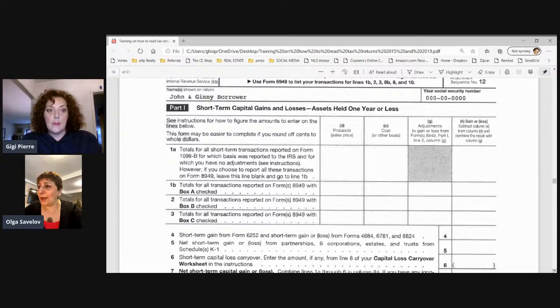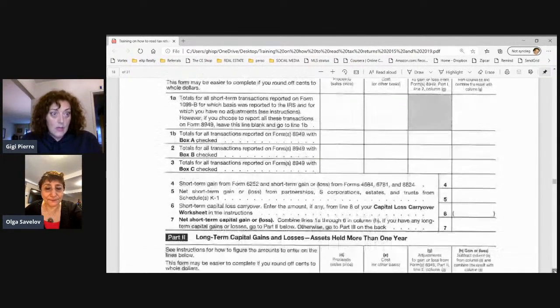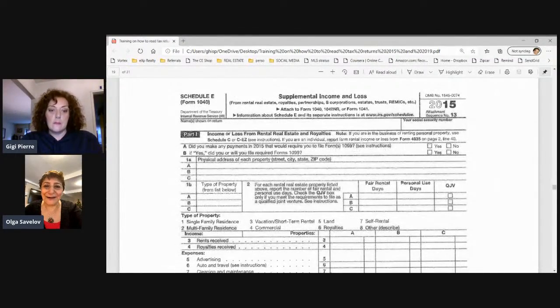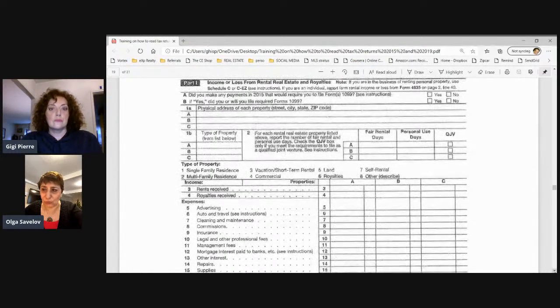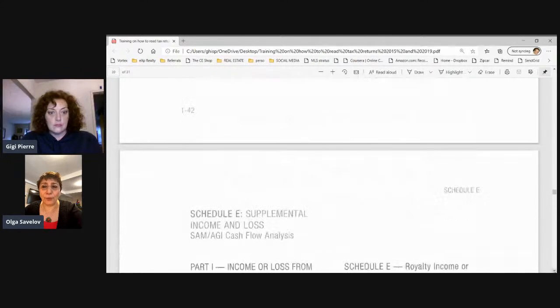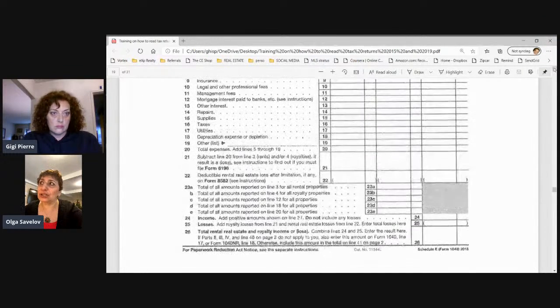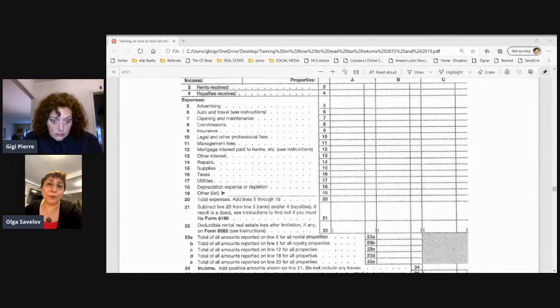Got it. And now we're going to go to Schedule E, page 19. If I go too fast, stop me, okay? Schedule E breaks down into two parts. Part one is your real estate properties. Part two is your business income, which is reported under an LLC, LP, S corporation, or corporation.